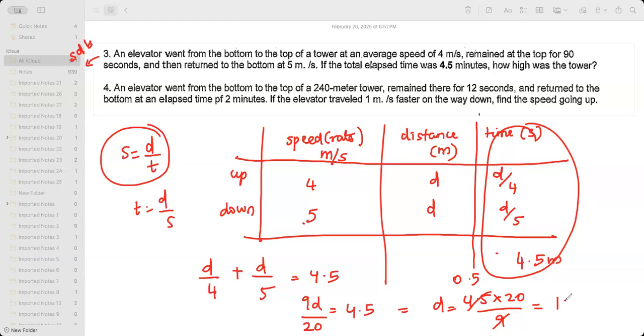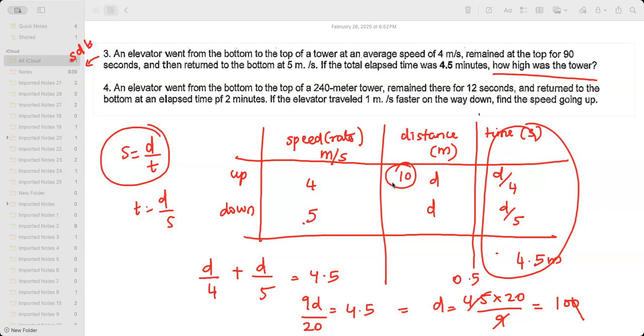Was that hard? No. Wait, if it's asking for the speed going up, doesn't it already give it to us? Yes, speed is given to us. How high was the tower they are asking? Sorry, so d is 10. The tower was 10 meters. Am I making sense? Yeah. Did it make sense?